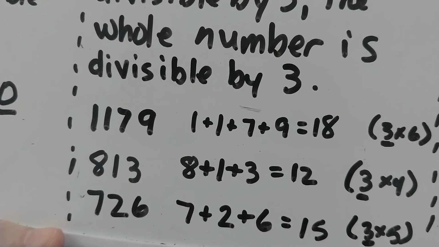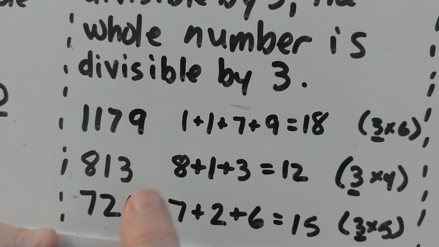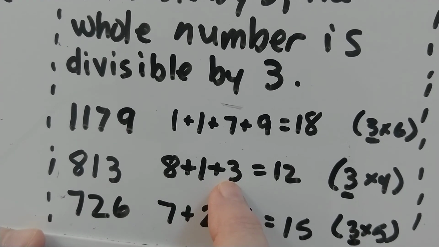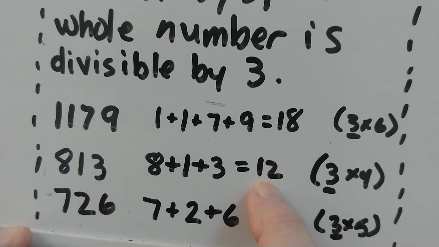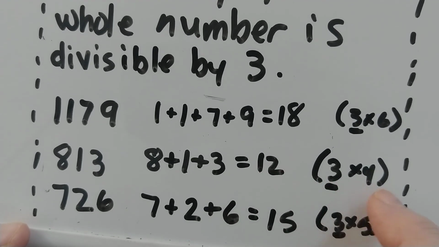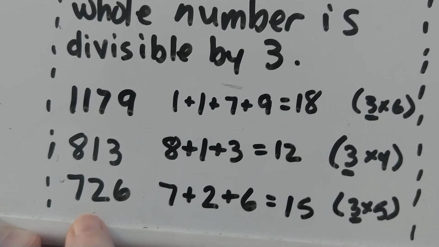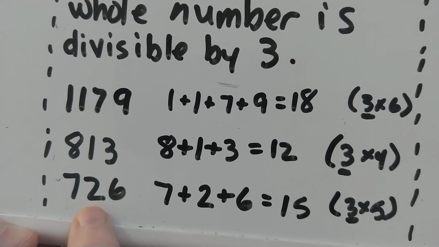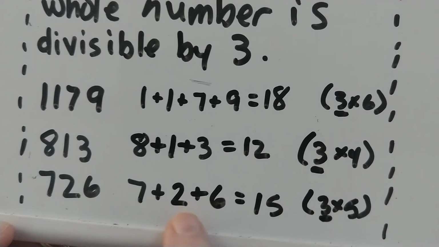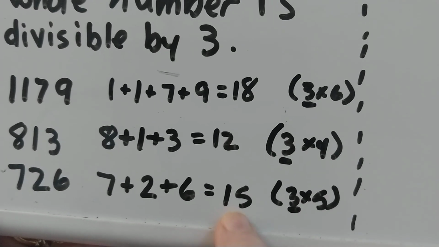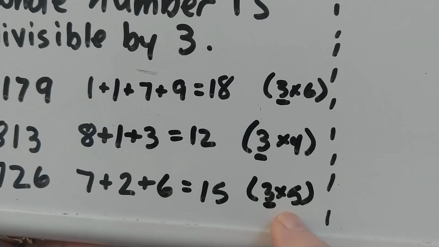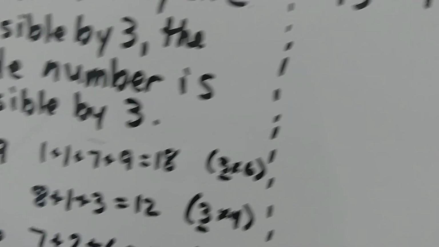If you divided this number by 3, you'd come out with a whole number. What about a number like 813? If we add these digits together, 8 plus 1 plus 3 equals 12. And we know that 12 is divisible by 3 because 3 times 4 is 12. What about 726? 7 plus 2 plus 6 is 15. 15 is divisible by 3 because we know 3 times 5 is 15.